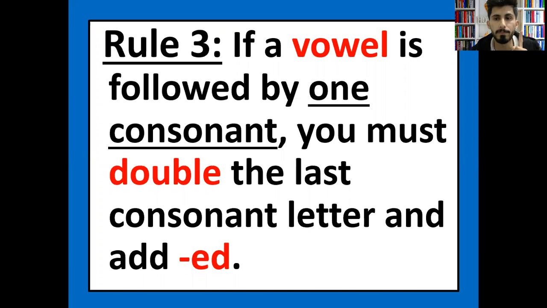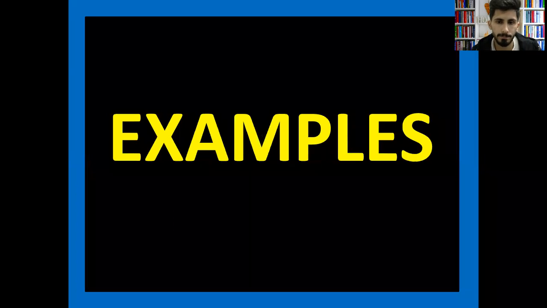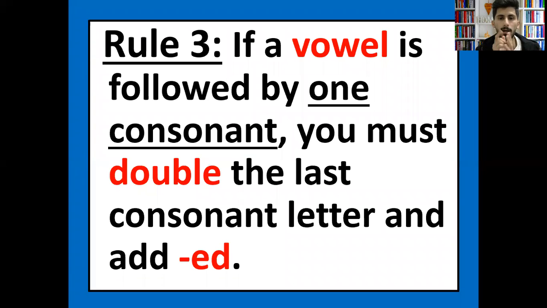If a vowel is followed by one consonant, vowel plus one consonant, then you must double the last consonant letter and add ed. How? Take a look. Again, I'm reading: if a vowel is followed by one consonant, you have a vowel, then it's followed by another consonant.